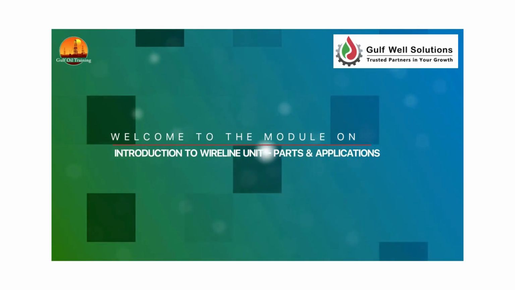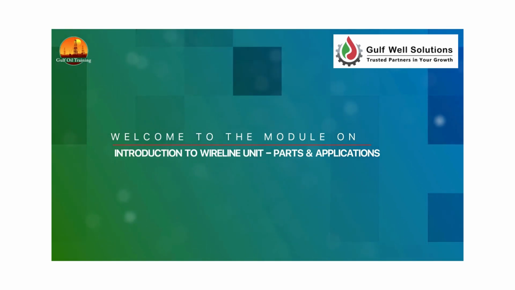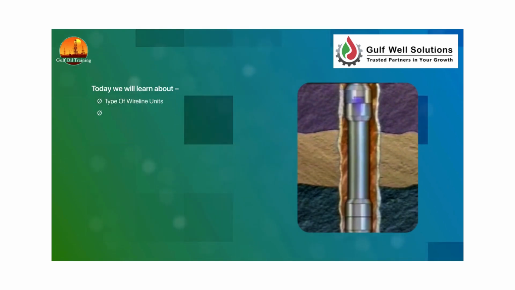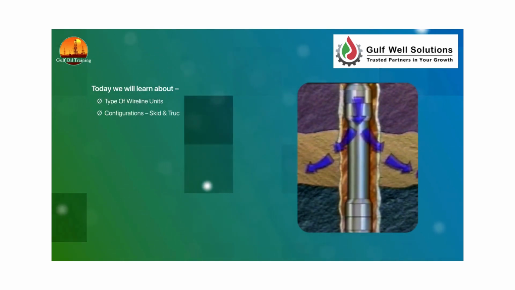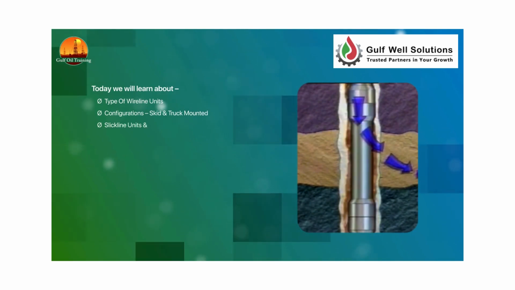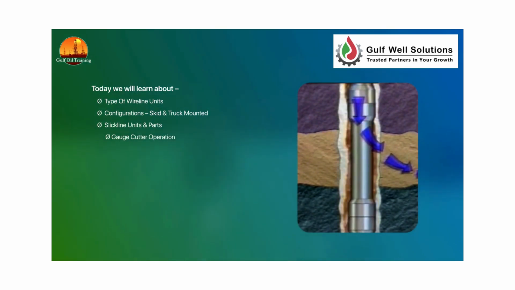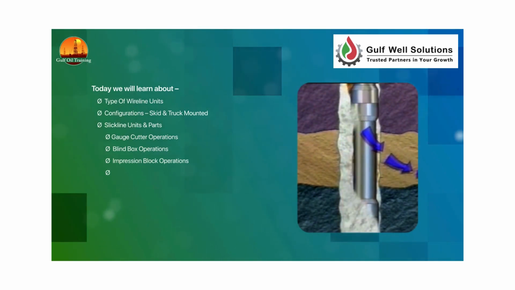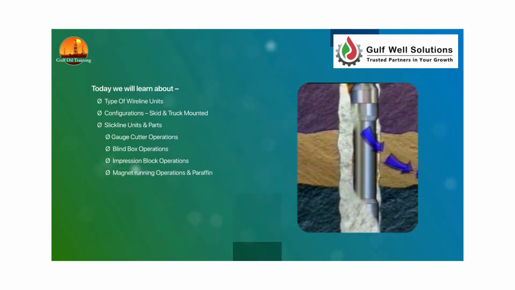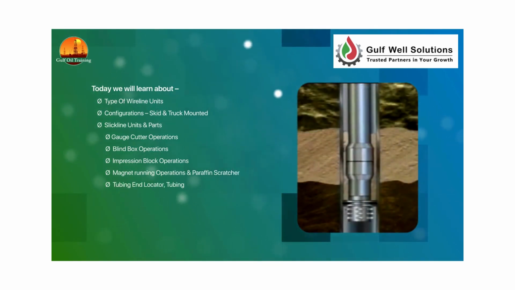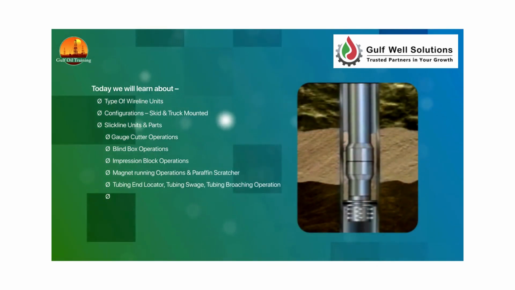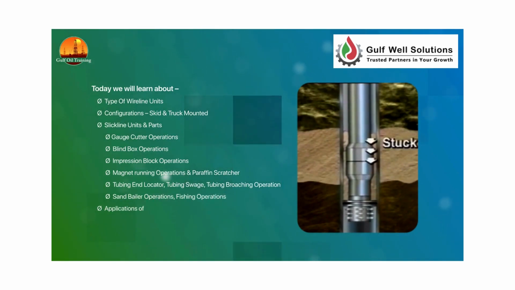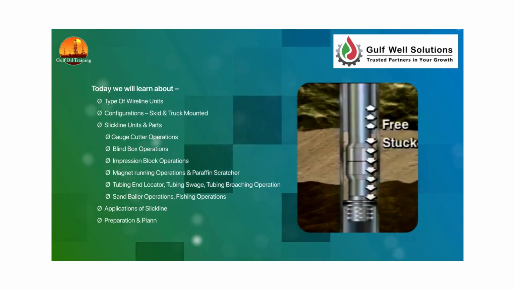Welcome to the module on Introduction to Wireline Unit, Parts, and Applications. Today we will learn about types of wireline units, configurations, skid and truck mounted, slickline units and parts, gauge cutter operations, blind box operations, impression block operations, magnet running operations and paraffin scratcher, tubing end locator, tubing swage, tubing broaching operation, sand baler operations, fishing operations, applications of slickline, preparation and planning.